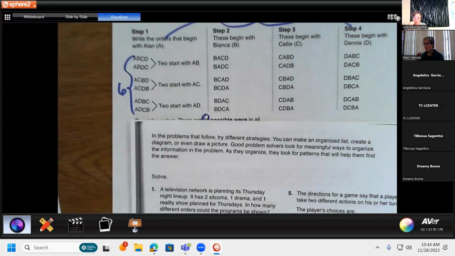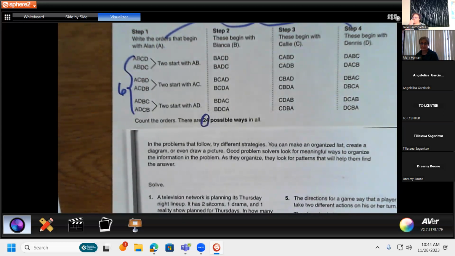Anytime you are trying to arrange 4 things in a line and how many ways you can line them up, it doesn't matter if it's children or sitcoms or books or balls or whatever. If you have 4 things and they can be put in any order and you're trying to count how many, then there's always 24 ways.